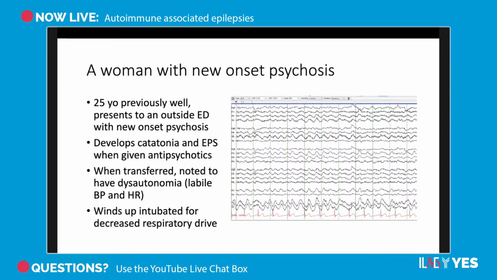This is a 25-year-old woman who was previously well, presented to an outside emergency department with new onset psychosis. She was treated with antipsychotics and rapidly worsened, developed catatonia, extrapyramidal syndrome, and was transferred to our hospital, where she was found to have dysautonomia. She had labile blood pressure and increased heart rate, and ended up being intubated for decreased respiratory drive. What I didn't mention here is that she did have 2 tonic-clonic seizures early in her course.